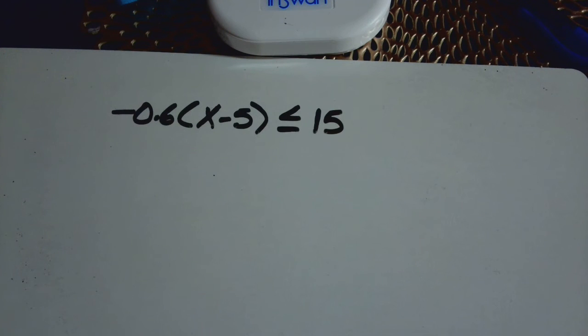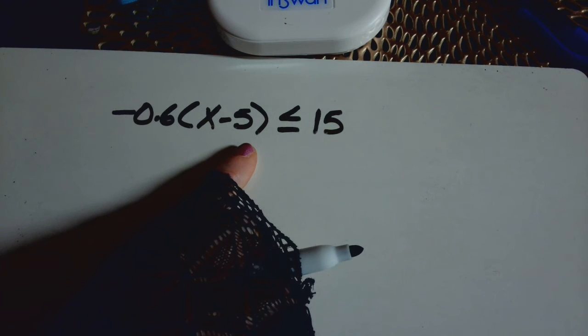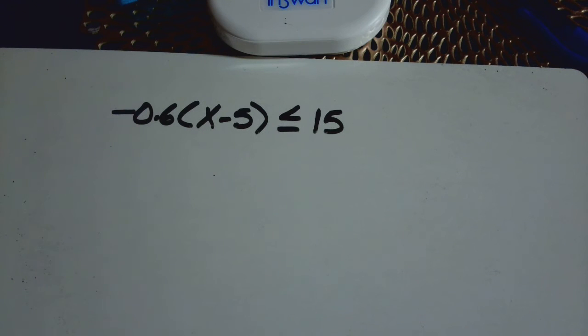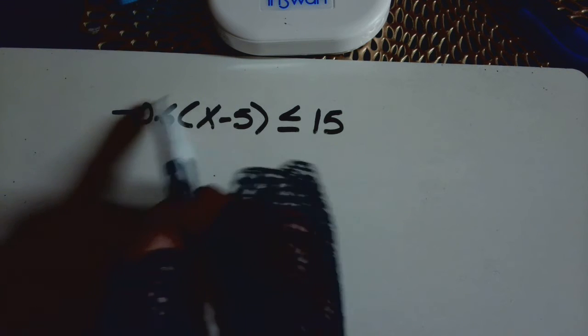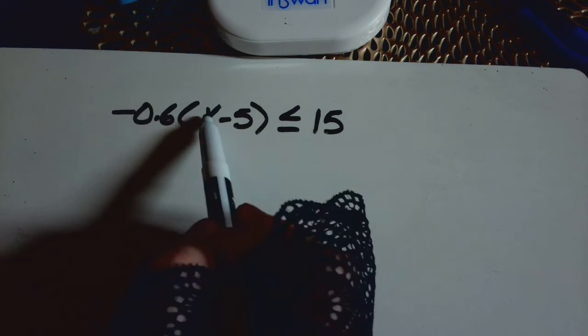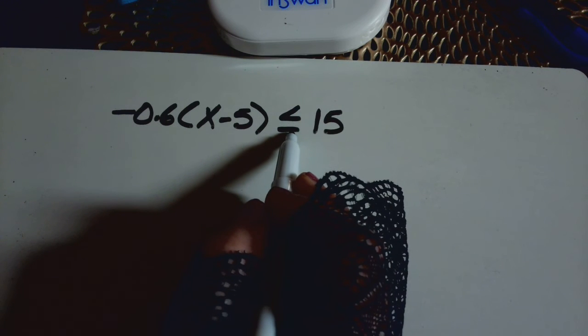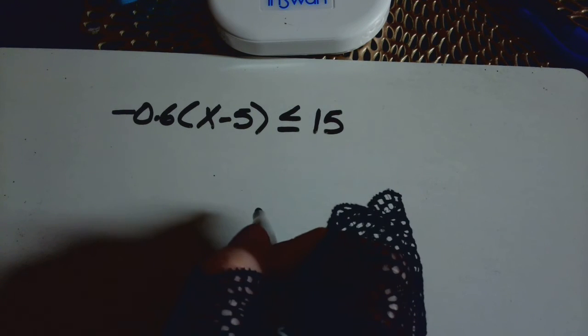Negative 0.6 multiplied by x minus 5, in the parentheses, is less than or equal to 15. Okay, so we have parentheses here. Anytime you see parentheses, if you can't combine terms, I can't combine x minus 5 because they're not the same, that means that it's called the distributive property. So I'm going to have to multiply what's on the outside to both things, right? To the x and to the negative 5. Also, I know that this is going to include because it's less than or equal.